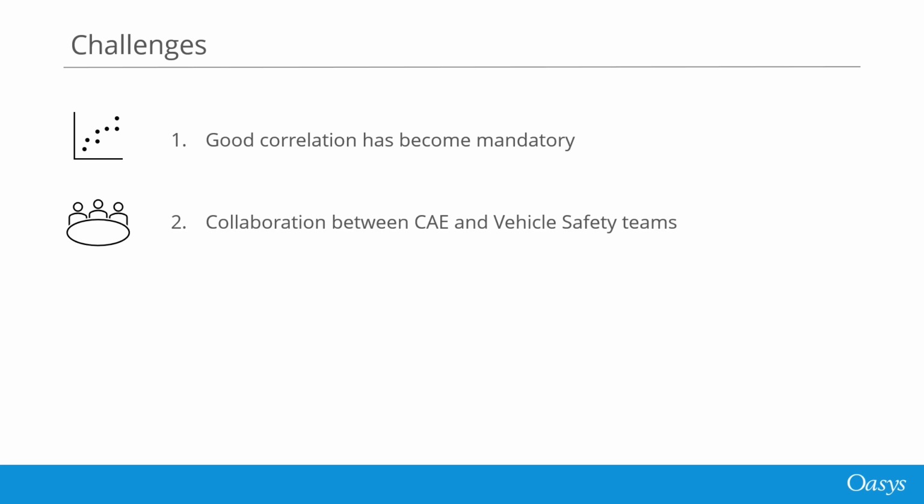Collaboration between CAE and vehicle safety teams. With the advent of virtual testing, CAE teams will need to work more with physical testing data, and vehicle safety teams will need to work more with simulation data. They will also be working with many more metrics than previously. New tools are needed to aid this increased communication and collaboration.